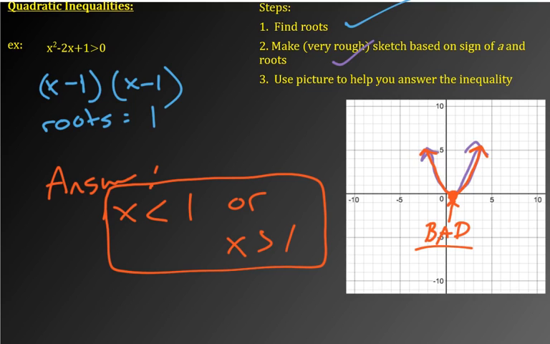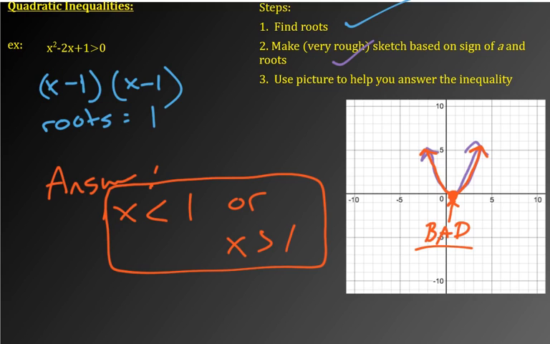And that's it. So you basically find the roots. The roots are going to be important if we're relating it to 0, right? And then we make a rough sketch, based on whether it opens up or down from the sign of this. And then we should be able to look at the picture and answer it.